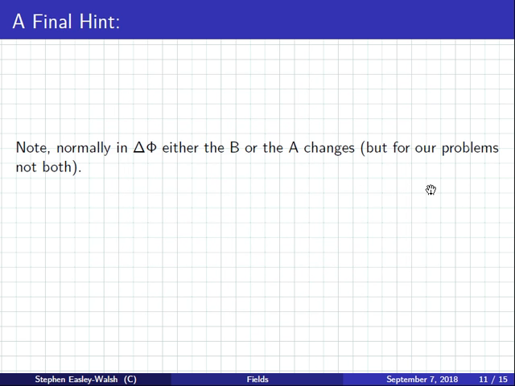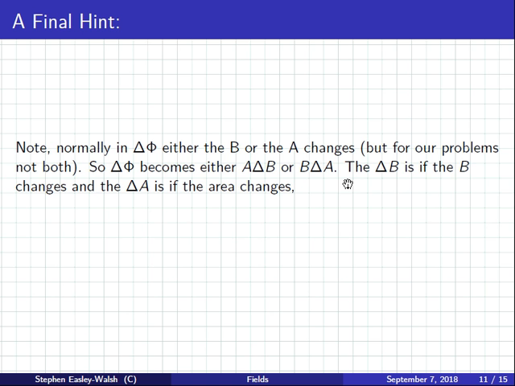Okay. So, a final little hint before we look at some examples. Do you remember that formula I gave you earlier? Voltage equals N delta phi over delta T. Remember that? So my little hint here is, normally in the delta phi, either the B or the A changes, but never both. That's a little too difficult. So when you're thinking about what the delta phi is, you need to think about which is changing, the B or the A. So this delta phi is usually either A delta B or B delta A. It's usually one of the two. The delta B is if the B changes, and the delta A is if the A changes.